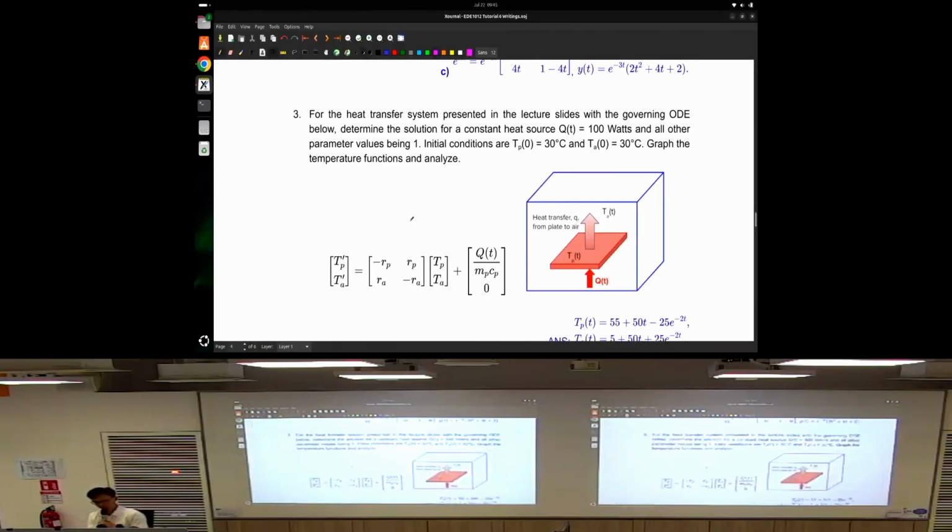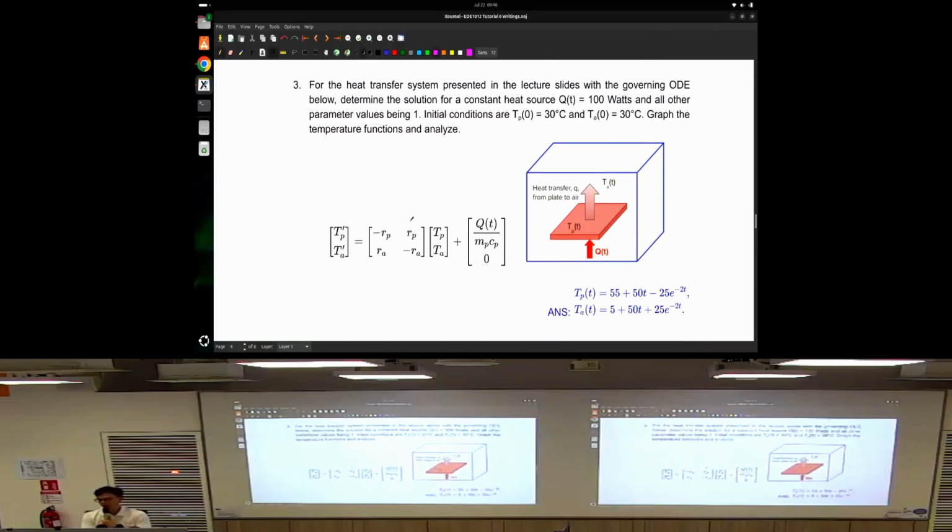So 2D, question 3, is where we left off from the lecture slides, because we actually didn't solve any inhomogeneous heat transfer problem, which is shown here. What do I need to do? You just sub in all other parameter values being 1. So your RP, RA minus RA all 1, minus 1, 1, 1, minus 1. Then the Q is also given as 100. The other parameters, M and C, are also 1. Then the initial conditions are given.